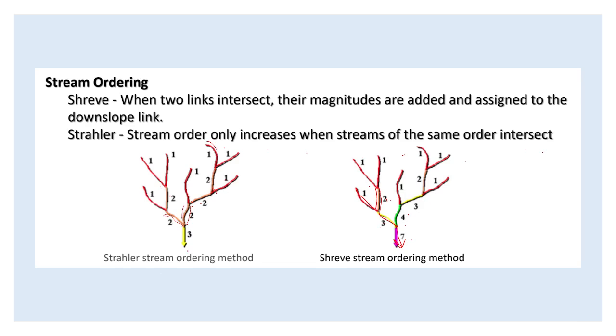The Shreve method is a little easier because you are just adding. Here you just have to keep in mind that the order will only increase when the same order intersects.